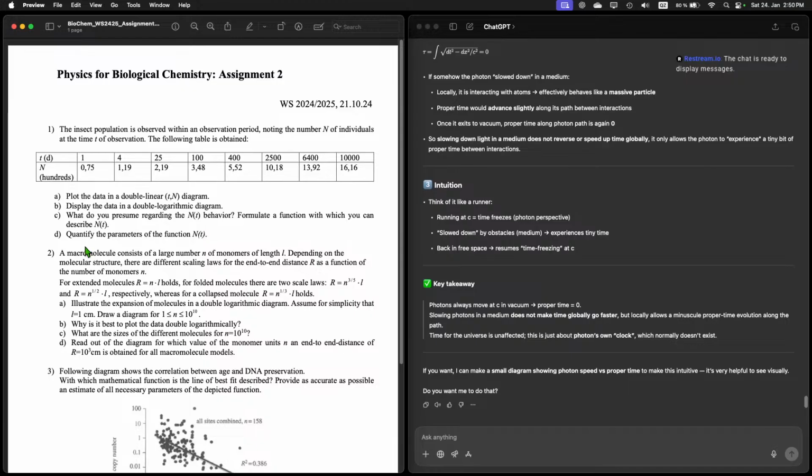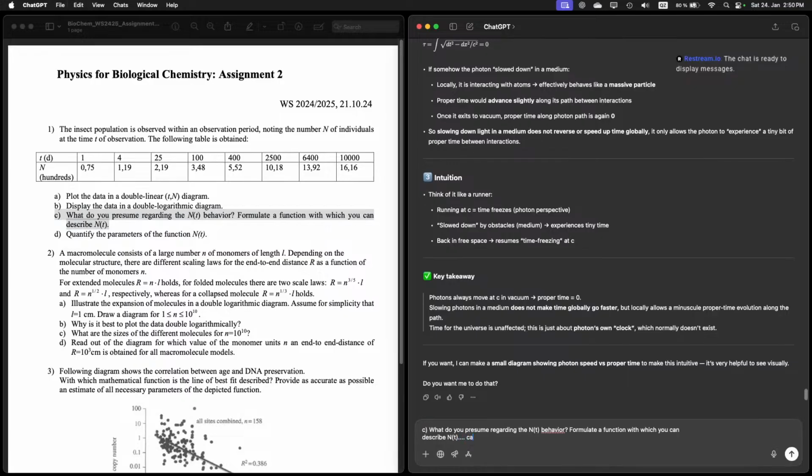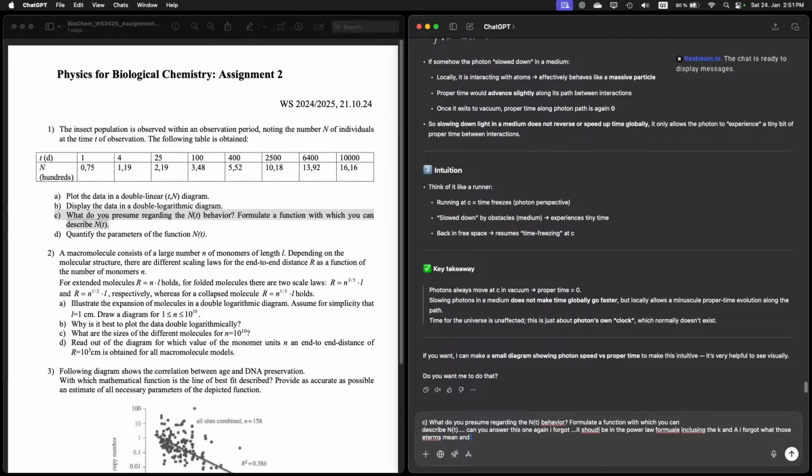So describe the data in double logarithmic diagram. Okay, fast. It should be in the power law formula, including the K and A. I forgot what those terms mean and what are their equations.